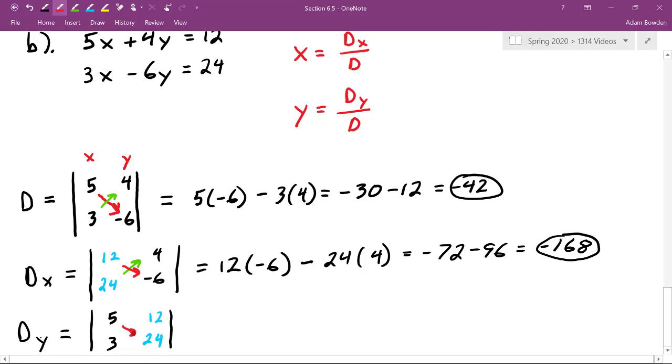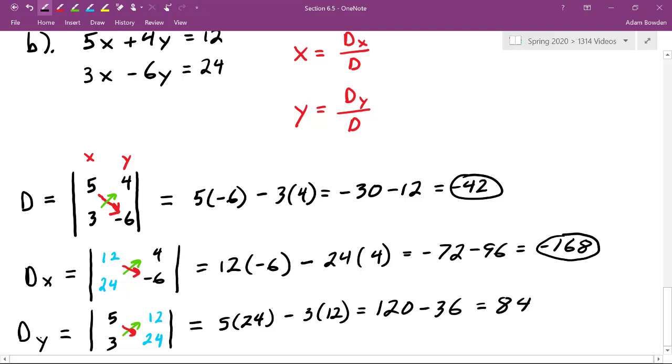Now this next one over, we'll multiply the 5 and the 24, minus, multiply the 3 and the 12. So that's going to equal 120 minus 36. And that's going to equal 84.